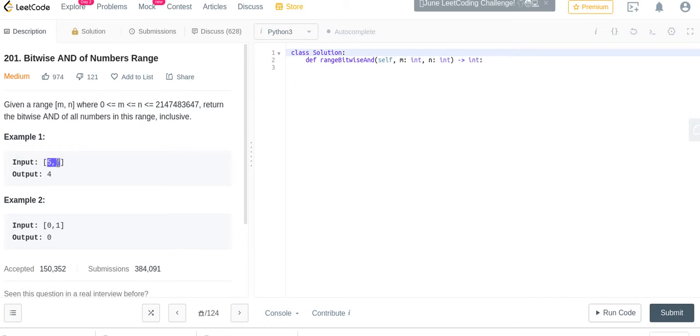So here is the example. We have 5 and 7, and we need to return the bitwise AND of all numbers in this range. That is, we have to bitwise AND 5, 6, and 7. So we get the number 4. And for the second example, we get the input 0, 1 and get the output 0.